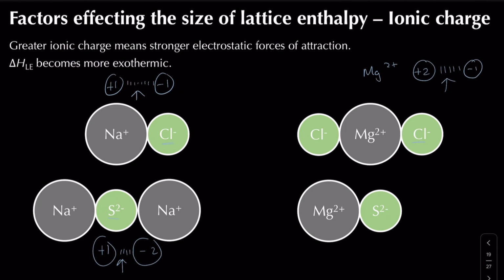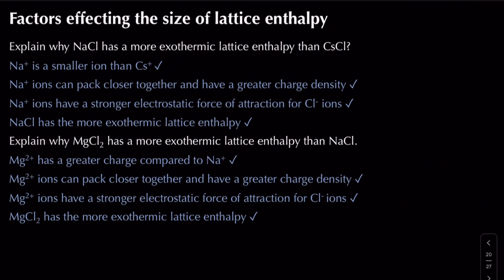So now that we've looked at our two factors that affect the lattice enthalpy, how would we actually explain this in an exam? Well, the first thing that I always recommend is that you write out the actual ions that form the compound. Starting off with the first one, you could be asked to explain why sodium chloride or anything similar has a more exothermic, so in other words, a more negative value for the lattice enthalpy than cesium chloride.